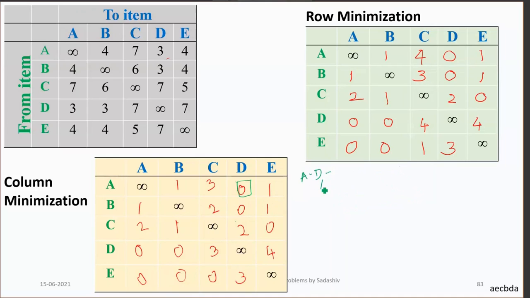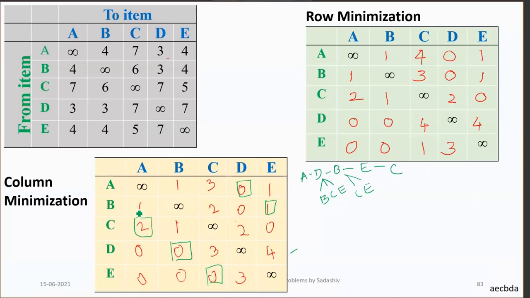After that, from D he can go to B, C, or E. So we can assign D to B. From B he can go to only C or E, so better go for E. Then after E, he can go to only C, E to C. Next one, C to A, this is the problem.